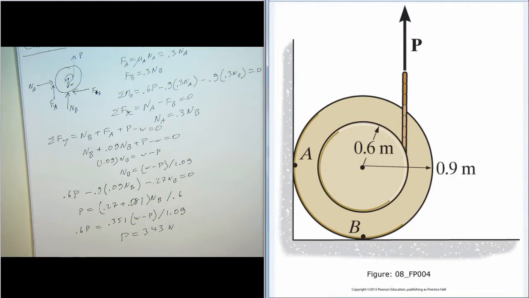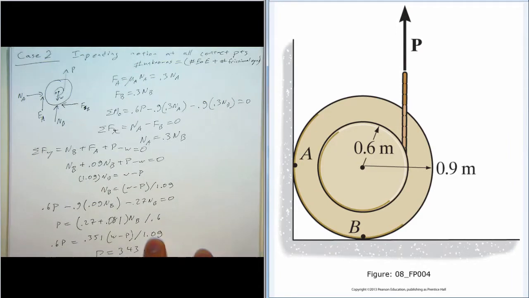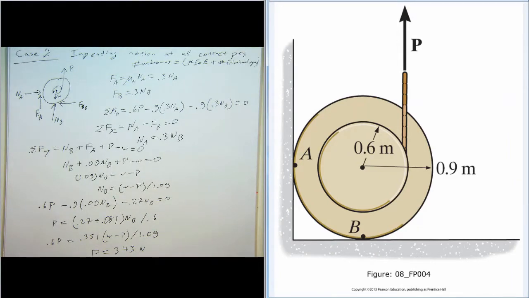Because we know the mass of the spool is 100 kilograms, so we know W. So that was the solution for a case 2 problem, where we had impending motion at all contact points. And in these problems, we just want to find the condition where the object is going to start sliding, and we know when it starts sliding, it's going to slide at all the contact points. We'll work a couple more examples.